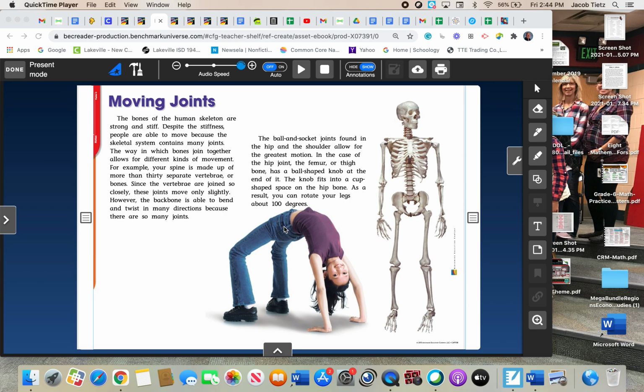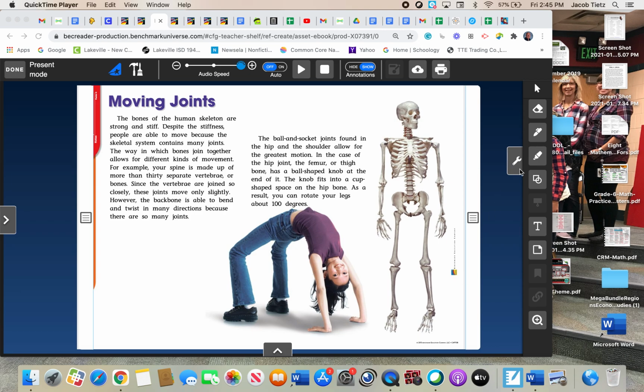Moving joints. The bones of the human skeleton are strong and stiff. Despite the stiffness, people are able to move because the skeletal system contains many joints. The way in which bones join together allows for different kinds of movement. For example, your spine is made up of more than 30 separate vertebrae or bones.